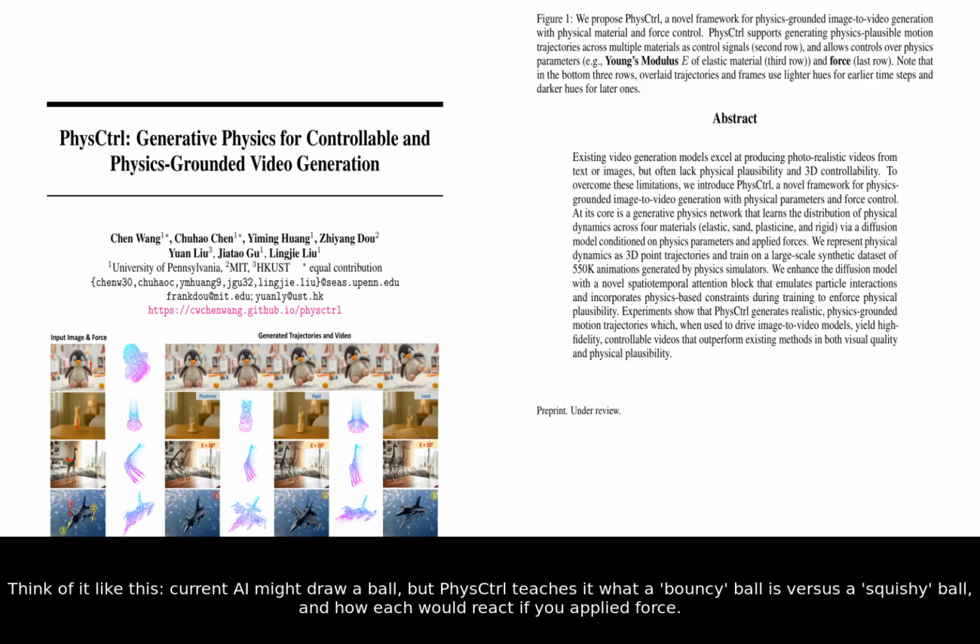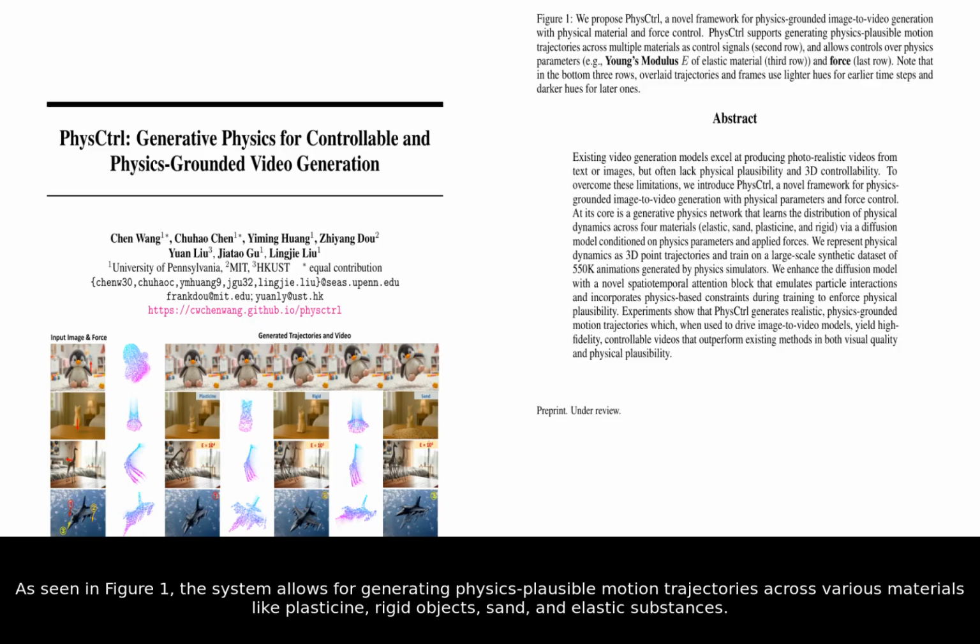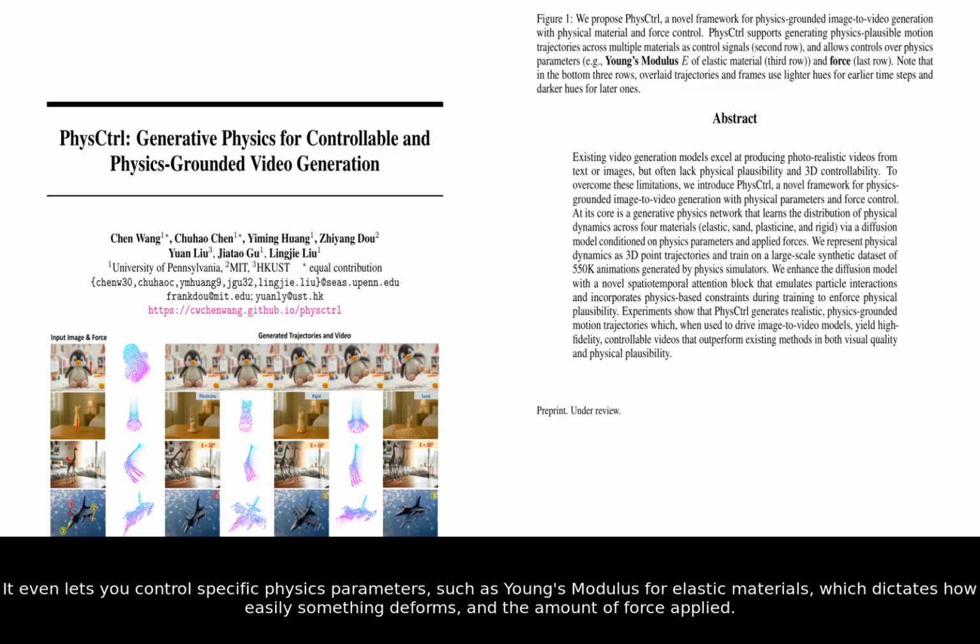Think of it like this. Current AI might draw a ball, but PhysCtrl teaches it what a bouncy ball is versus a squishy ball, and how each would react if you applied force. As seen in Figure 1, the system allows for generating physics-plausible motion trajectories across various materials like plasticine, rigid objects, sand, and elastic substances. It even lets you control specific physics parameters, such as Young's modulus for elastic materials, which dictates how easily something deforms and the amount of force applied.